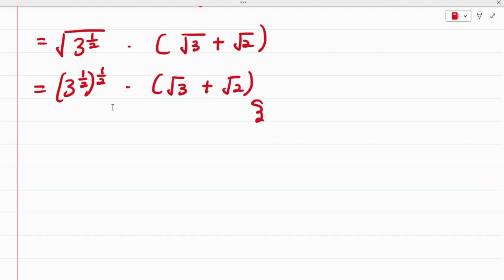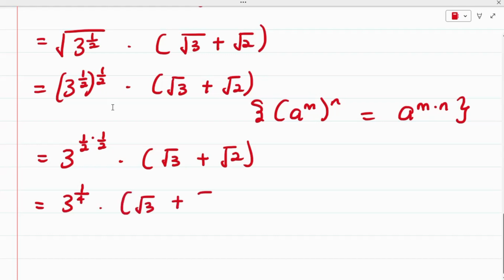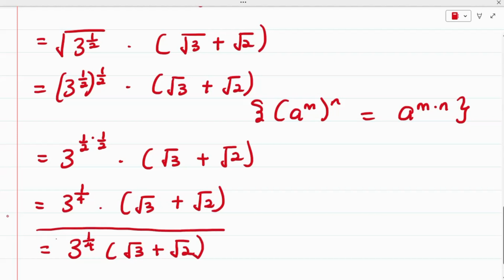And we know from the property of exponent, if we have a raised to the power of m, raised to the power of n, this is equal to a raised to the power of m multiplied by n, right? So applying this, we have 3 raised to the power of 1 over 2 multiplied by 1 over 2, multiplied by the root of 3 plus the root of 2. So this is equal to 3 raised to the power of 1 times 1 is 1, over 2 times 2 is 4, multiplied by the root of 3 plus the root of 2. So from here we have our final answer to be 3 raised to the power of 1 over 4 multiplied by the root of 3 plus the root of 2, and this becomes the final answer.